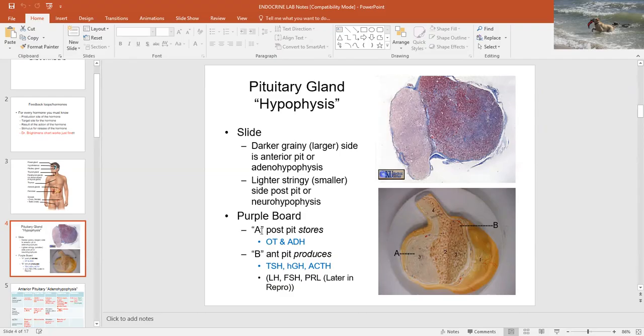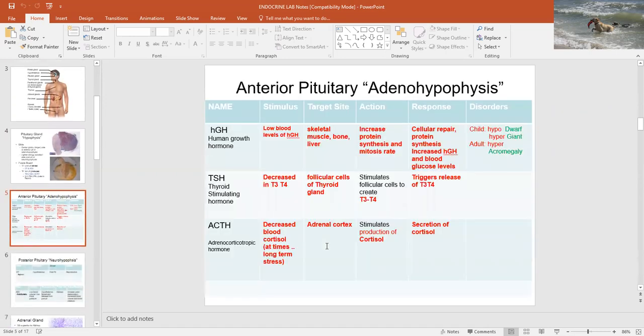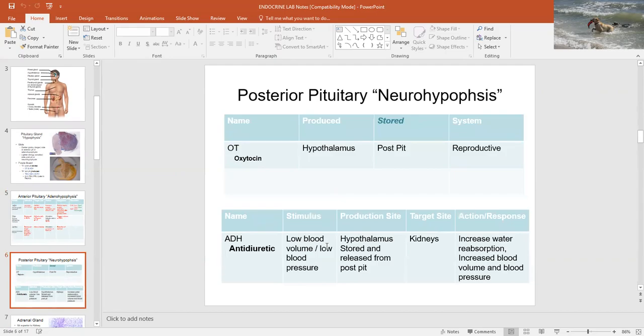And so it tells you posterior pituitary stores OT and ADH, and the anterior pituitary TSH, HGH, and ACTH, as well as LH, FSH, and prolactin. All right, so in each of these, it gives you a feedback loop, the stimulus, the target site. Sometimes the action and response are separated, sometimes they're kind of together. It tells you the different disorders. Posterior pituitary is oxytocin and an antidiuretic. We'll look at OT more in reproduction.